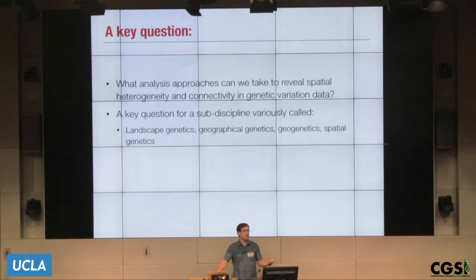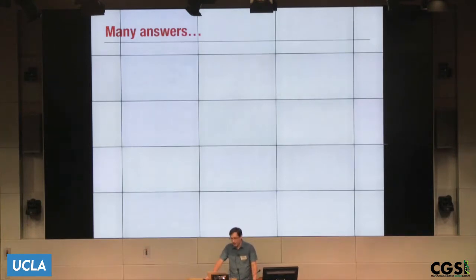I'm going to talk about all of this in the context of population genetics, but of course you could think about this in terms of microbiome community composition and how it varies over space and how that's affected by the dispersal of particular microbial species.